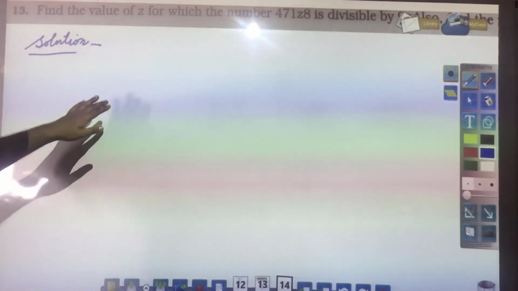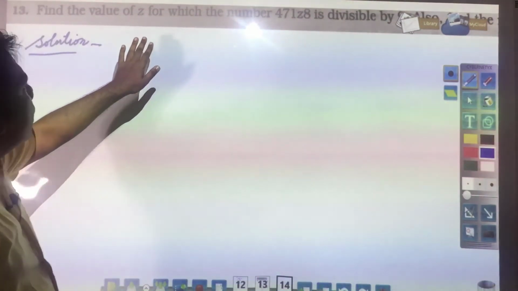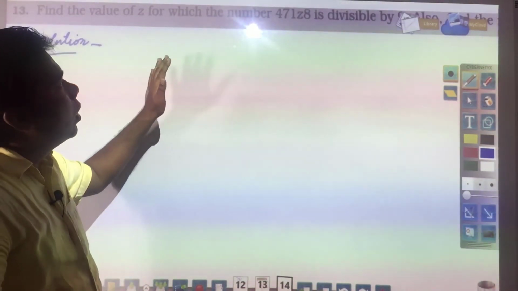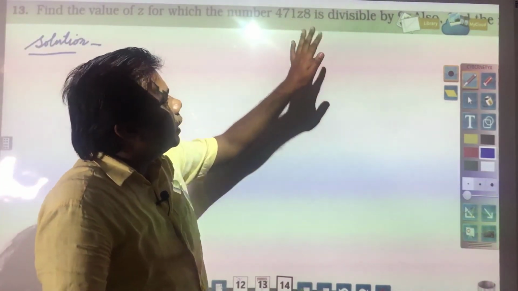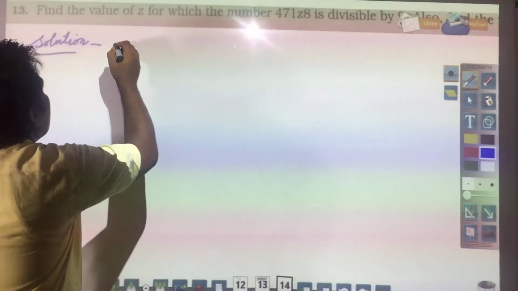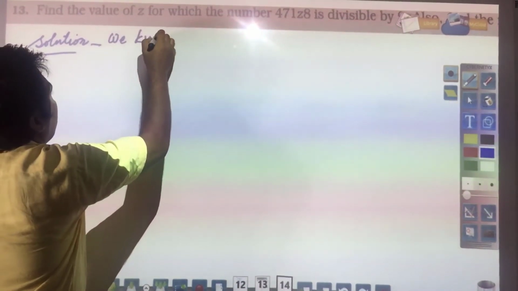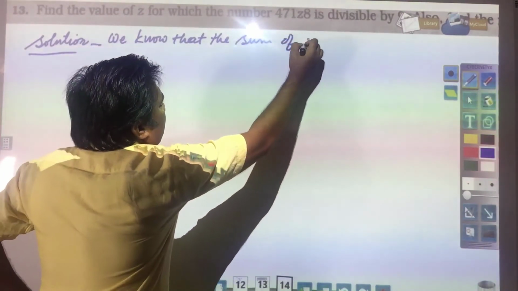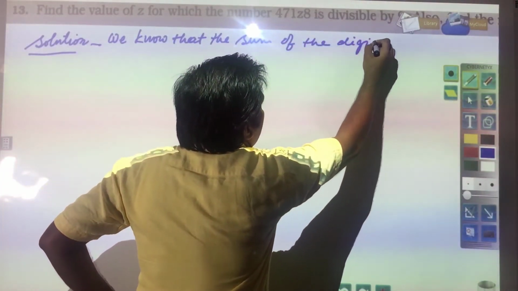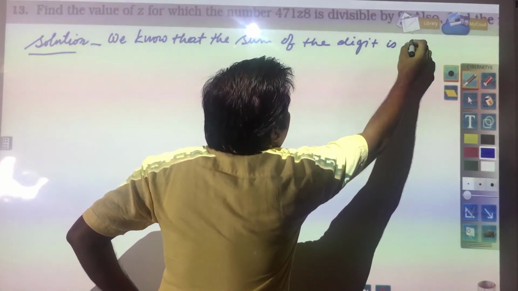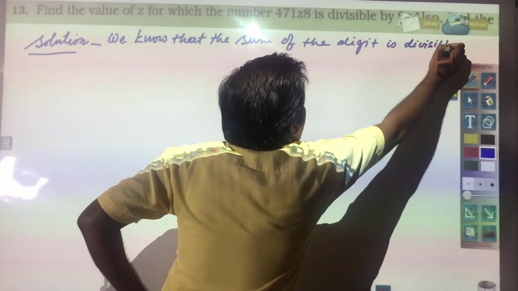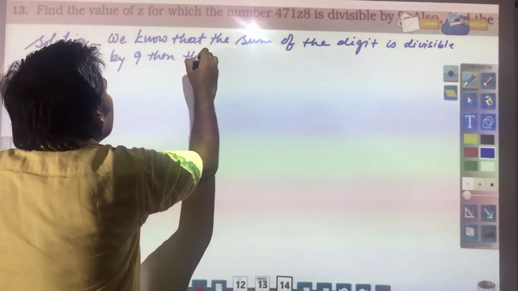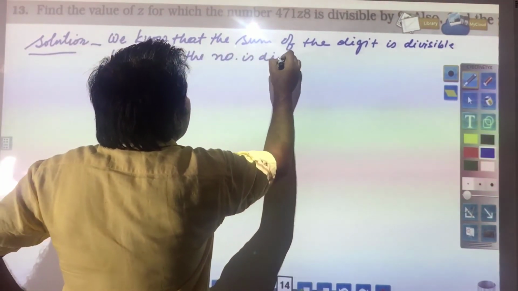Again we need to write, we know that the number 471z8, or any number which is divisible by 9, we will know if the sum of the digits is divisible by 9. So, we know that if the sum of the digits is divisible by 9, then the number is divisible by 9.